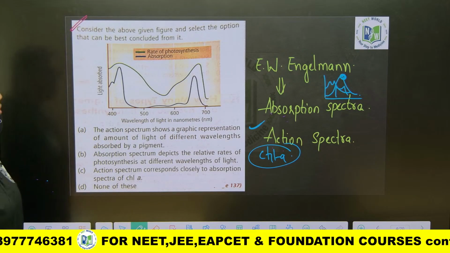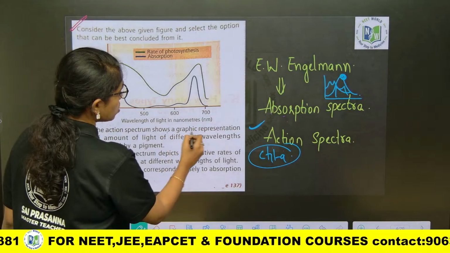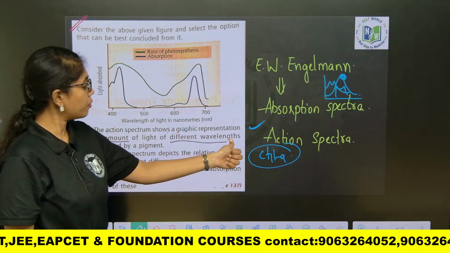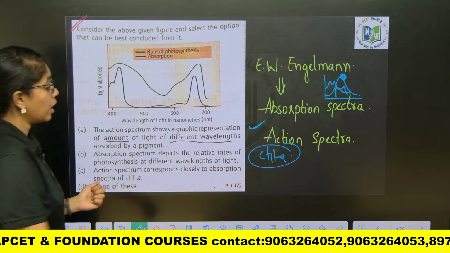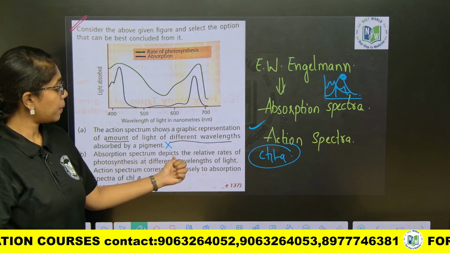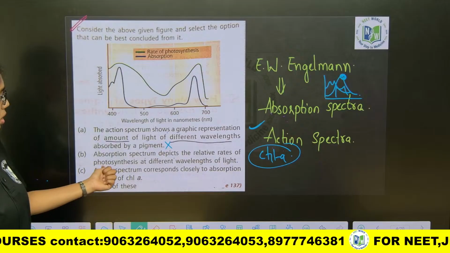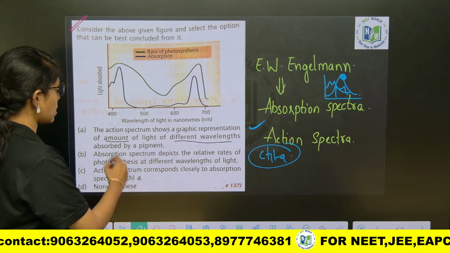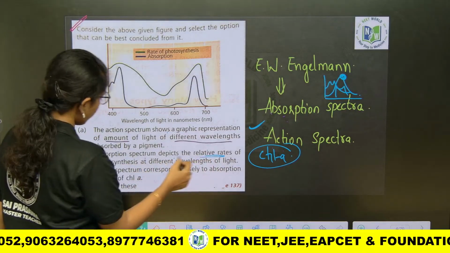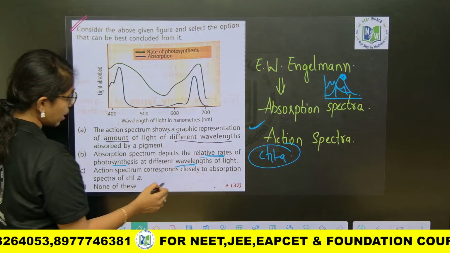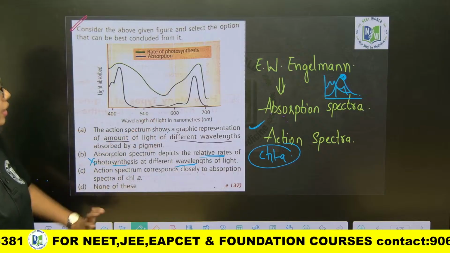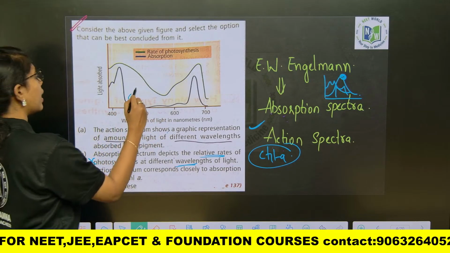Okay, look into the options once. The action spectra shows a graphic representation of the amount of light of different wavelengths absorbed by a pigment. It is not about different wavelengths. Absorption spectra depicts the relative rates of photosynthesis at different wavelengths. See, this is not absorption spectra, this is action spectra. So the relative rates of photosynthesis at different wavelengths of light is not predicted here. Action spectra is corresponding to the absorption spectra of chlorophyll A here.